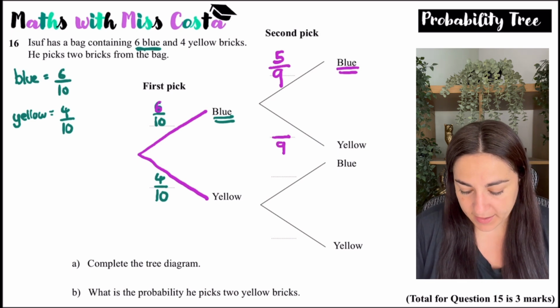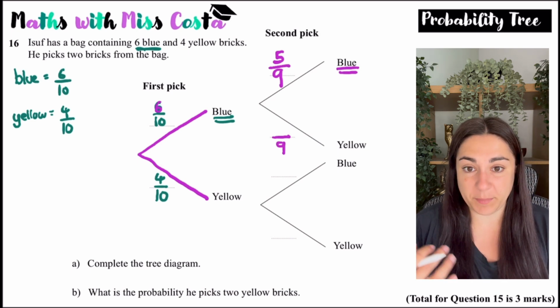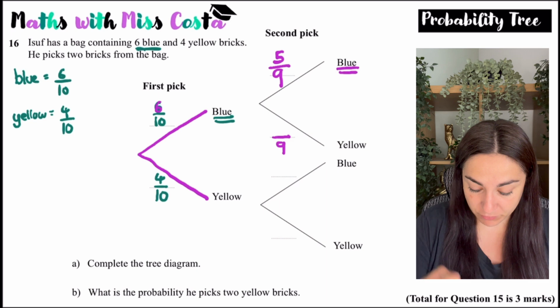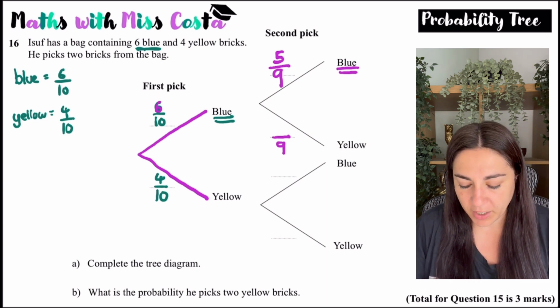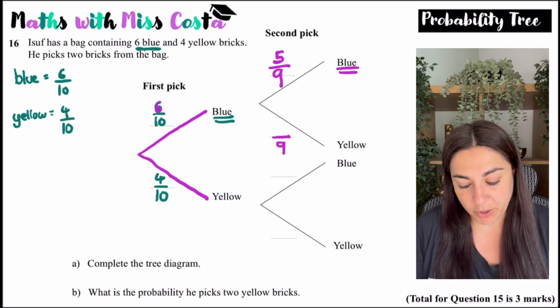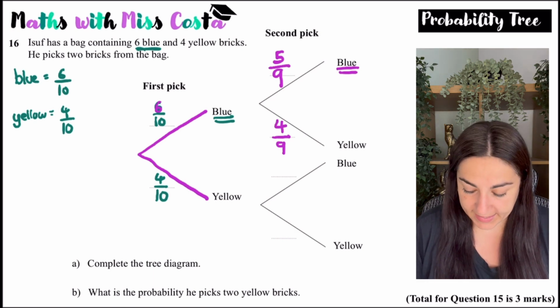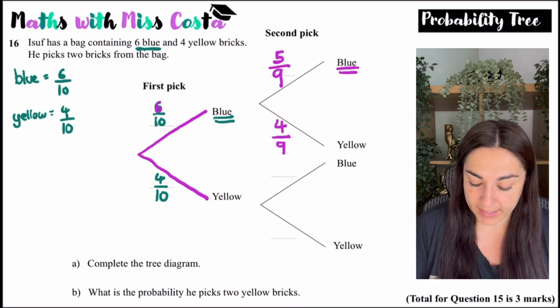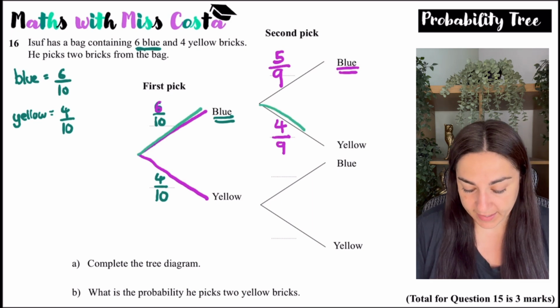So over here, my probability on this side is always going to be over 9 because one of the bricks has been removed. So I go along this line, and if I've picked a blue brick, there are still 4 yellow bricks left, so I'm going to write the probability for yellow is 4 out of 9. It's only following this line, blue and then yellow.